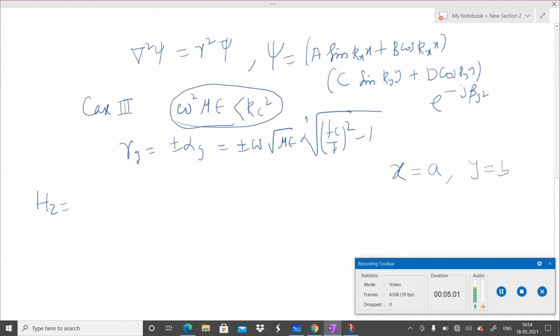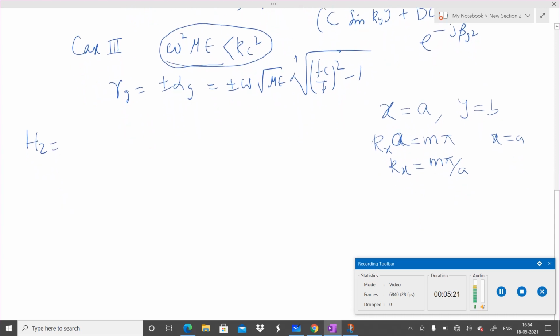Suppose you take the sine kx term, then this should be 0. It means kx times x should be equal to m pi. Hence, at x equal to a, kx times a should be equal to m pi, so kx should be equal to m pi by a.